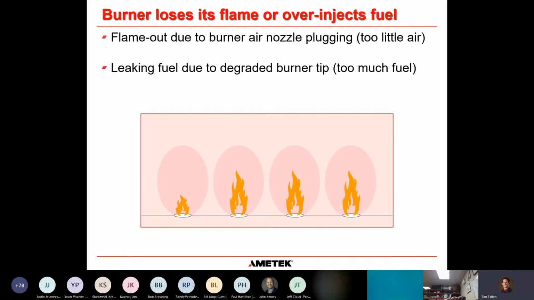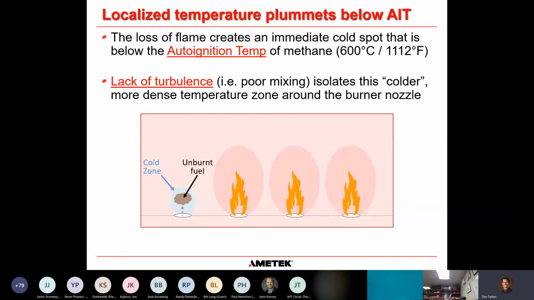In the first case, you may have a burner that loses its flame or over-injects fuel. In that particular case, the flame out is due to the burner air nozzle plugging, for example, where there's too little air going to the burner. Or you have leaking fuel due to a degraded burner tip, where you have too much fuel, excess fuel entering the system. And in the case where a flame out exists, what happens is you have a localized temperature that plummets to well below the auto ignition temperature.